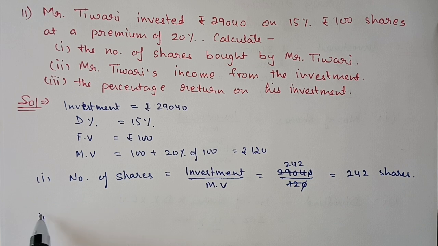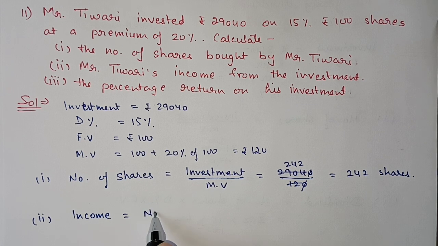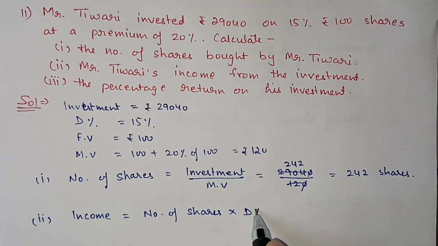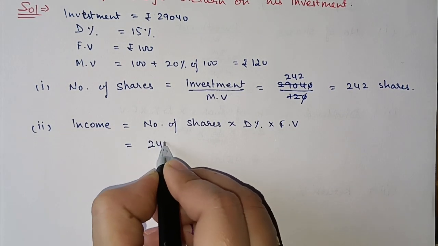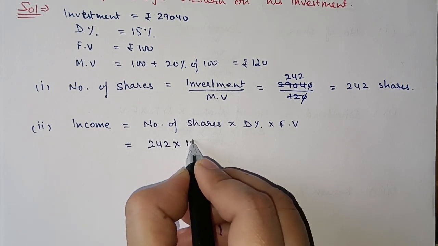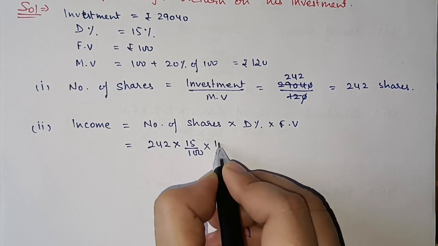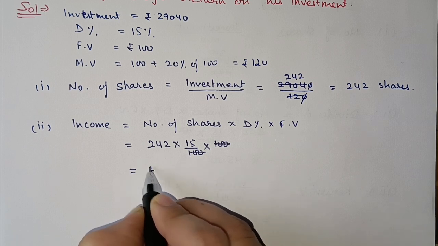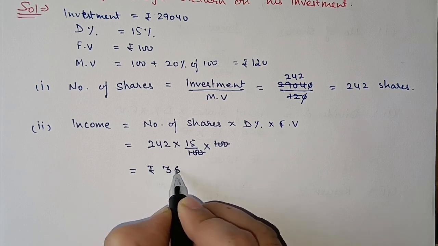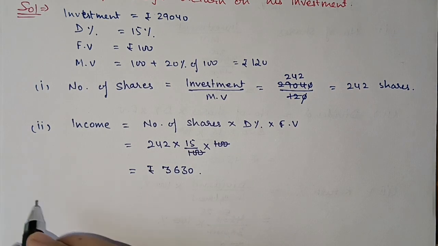Second part, we have to calculate Mr. Tiwari's income from the investment. So income or dividend is equal to number of shares multiplied by dividend percentage multiplied by face value. Substitute all the values here. Number of shares are 242, dividend percentage is 15%, and face value is 100 rupees. So 100 you can cancel out. 242 multiplied with 15, so 3,630 rupees is his annual income.